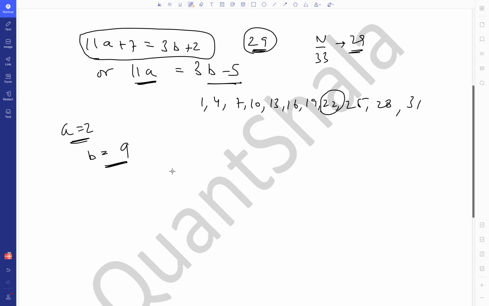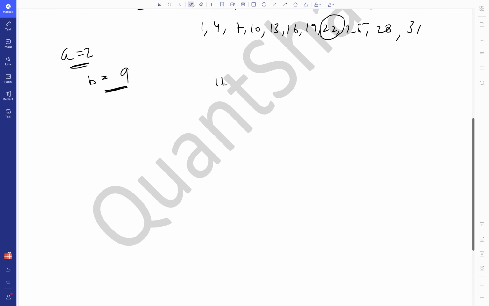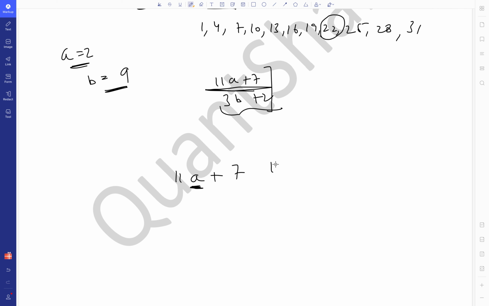Another simpler way to look at it: you know that 11a plus 7 and 3b plus 2, this is what we wrote earlier. First of all, take the largest divisor. The two divisors in this case are 11 and 3, and the largest is 11. So first you write 11a plus 7. Now instead of a, you put the value 3b plus 2 from the next biggest divisor. So you write this as 11 times (3b plus 2) plus 7, which when you open it is 33b plus 22 plus 7, which is 29.